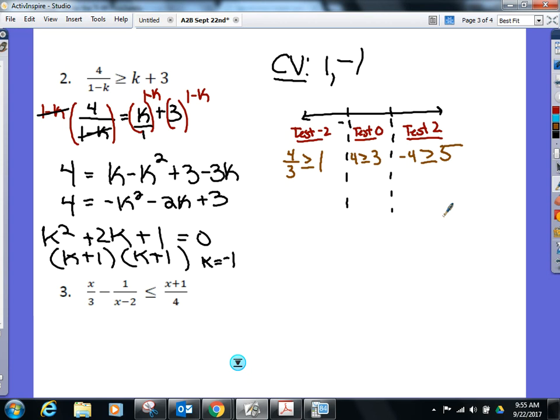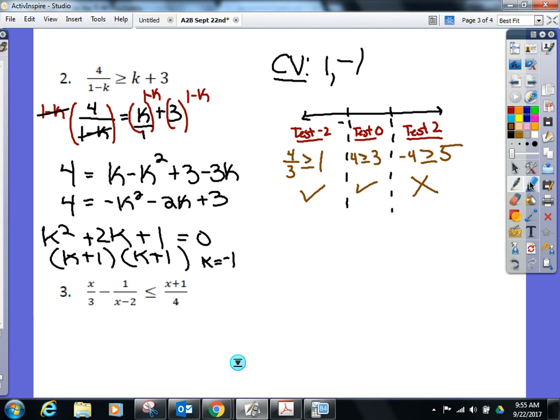How are we doing? We doing all right with testing, finding the values? I see check marks in good spots here. I haven't put mine in yet because I want to find out from you guys. Good. Okay, guys, is 4/3 bigger than 1? Yes, it is. I won't ask you this. We know 4 is greater than 3. Negative 4 greater than 5? No.